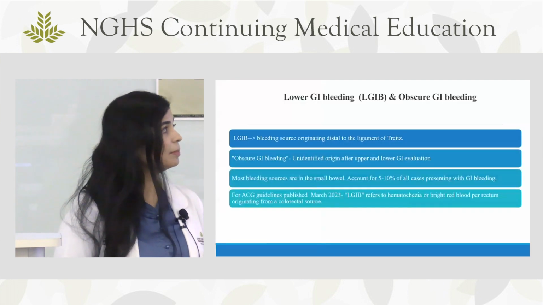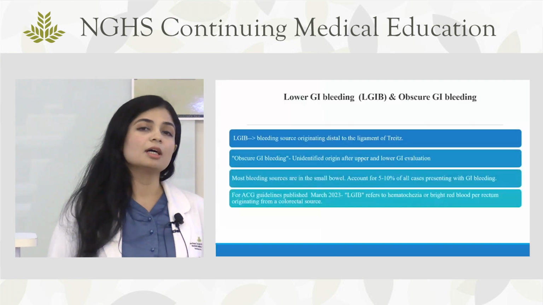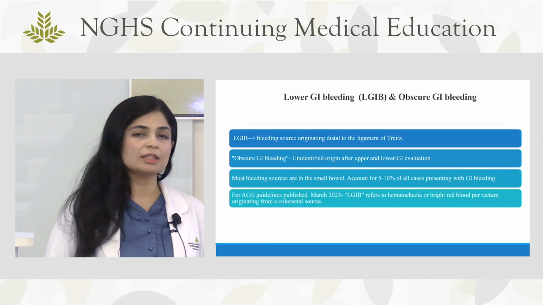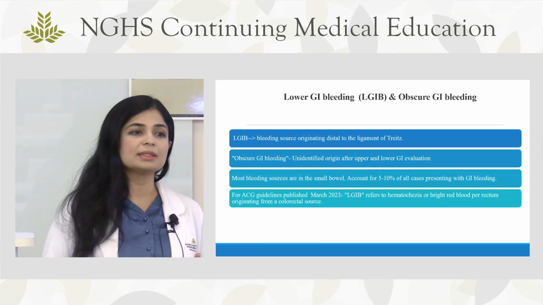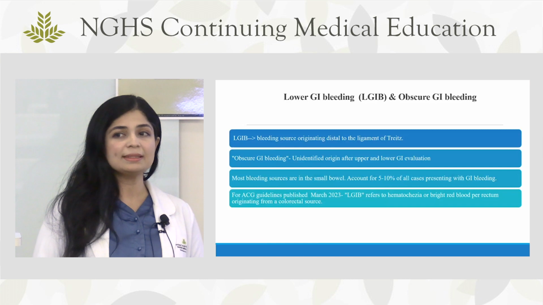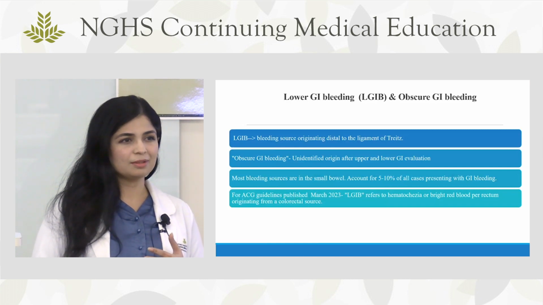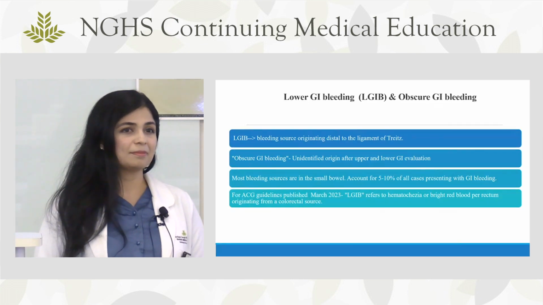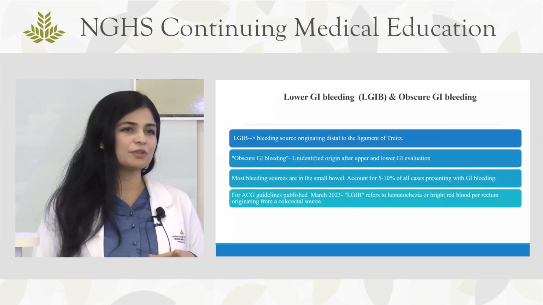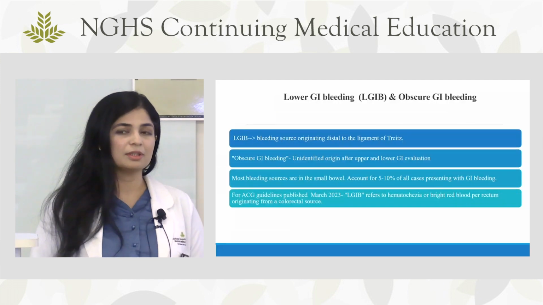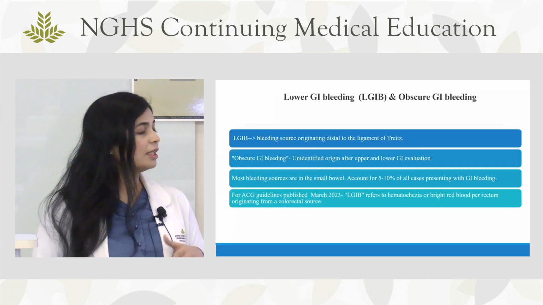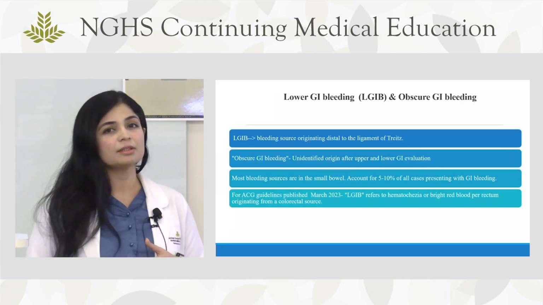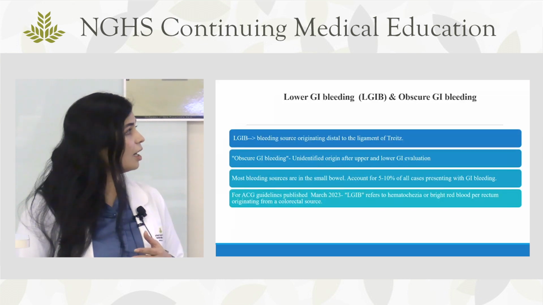So lower GI bleeding and obscure GI bleeding. Lower GI bleeding, going back to anatomy, is the bleeding which is distal to the ligament of Treitz. So who knows where the ligament of Treitz is attached? I didn't know. I had to look it up. Yeah. So second to third part of the duodenum, and it attaches back to the lumbar spine. So any bleeding that's distal to that would be considered a lower GI bleeding.